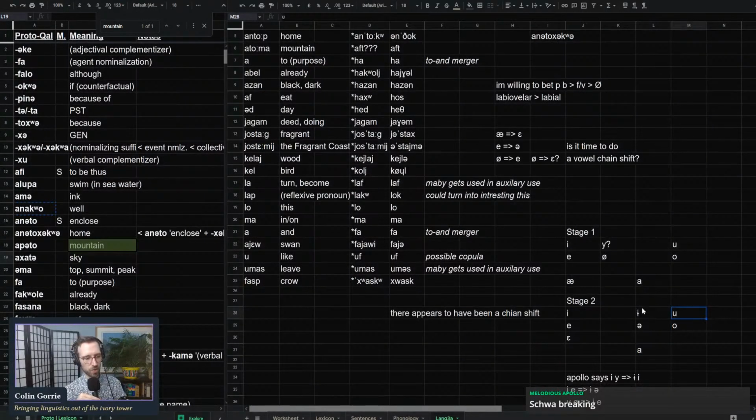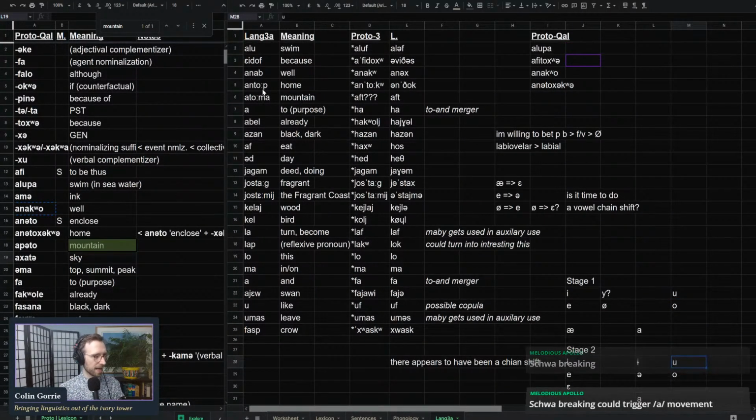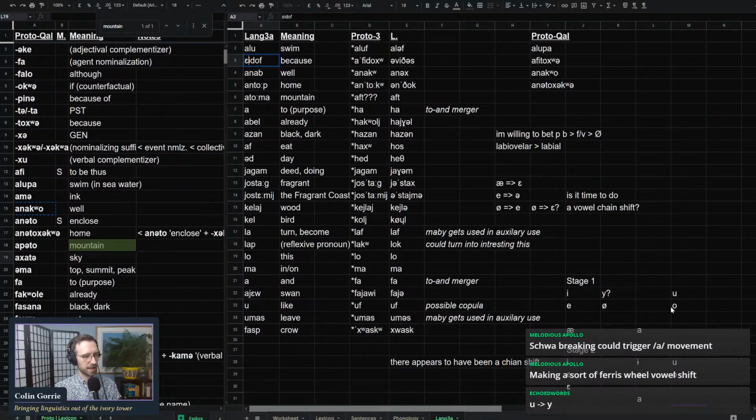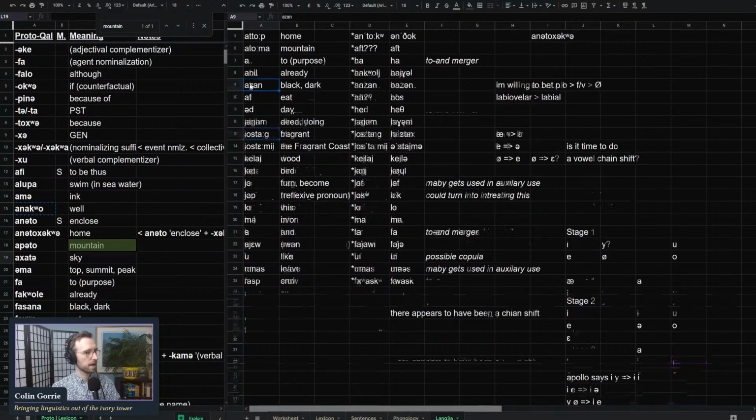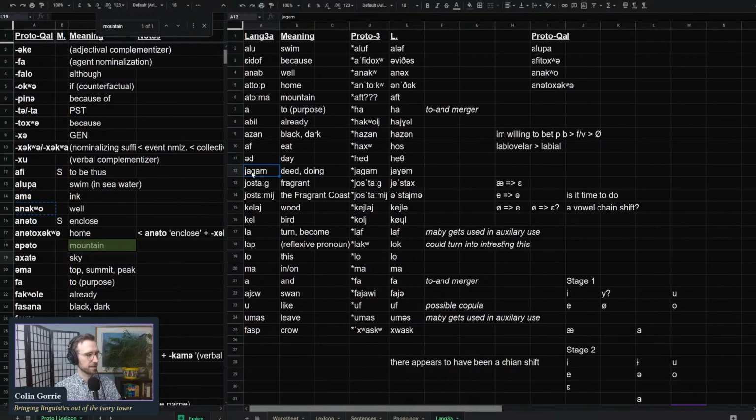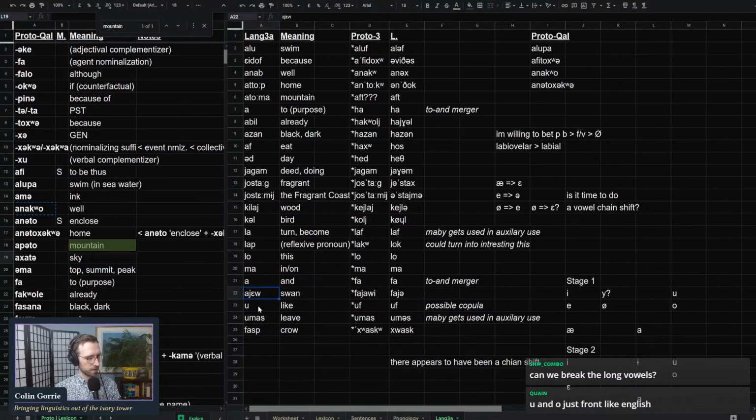I noticed that we haven't really touched a, u, or o in the chain shifting yet. We can always do it later. I don't know if we want to change this. Eidof, antop, atoma, abel, abil. And this would be atop, atoma, abil, ud, yagam, jostag, jostemi, kilai, kol, lap, lo, ma, a, ayew, u, umas, fasp.